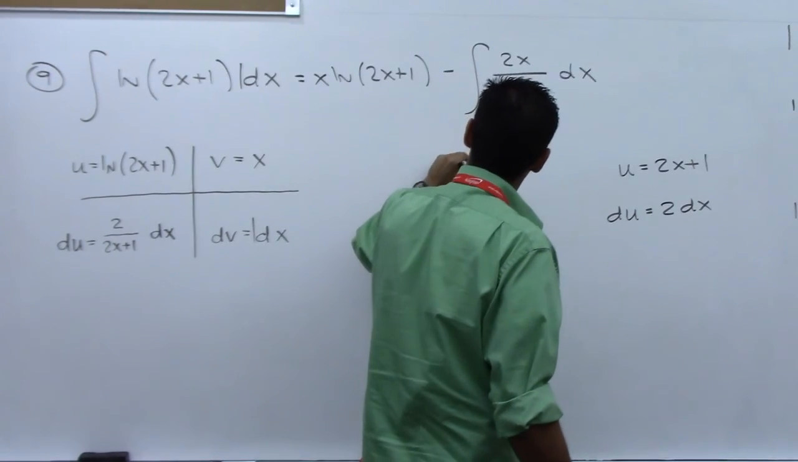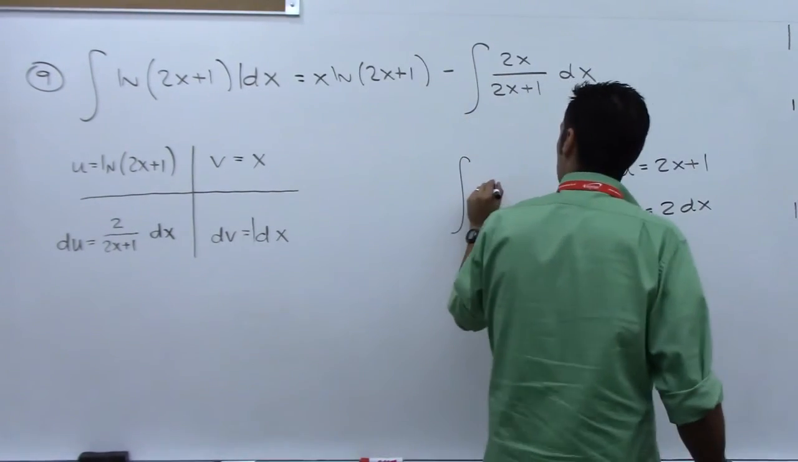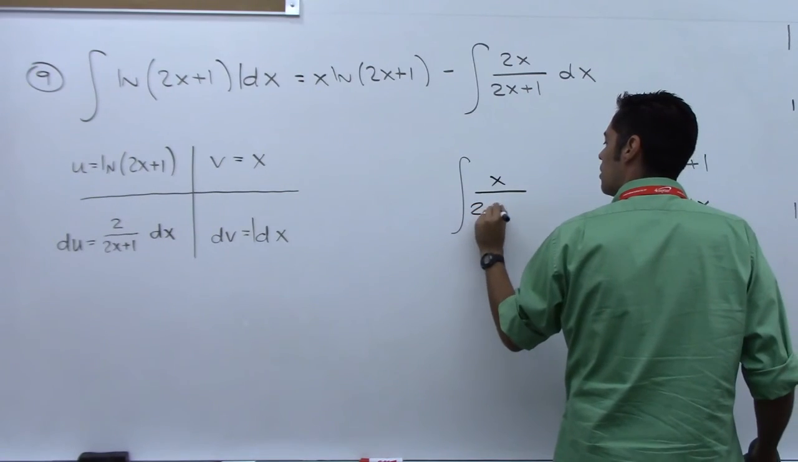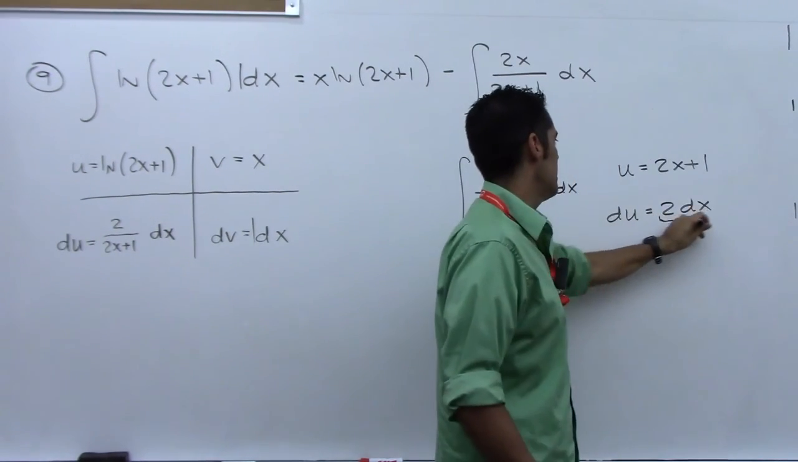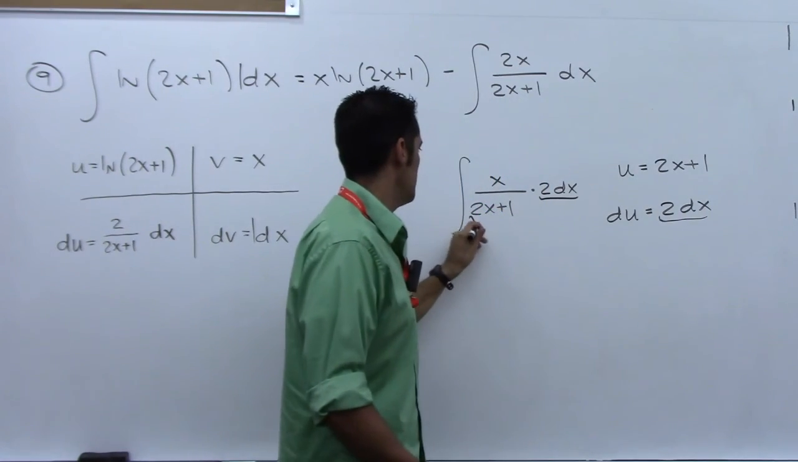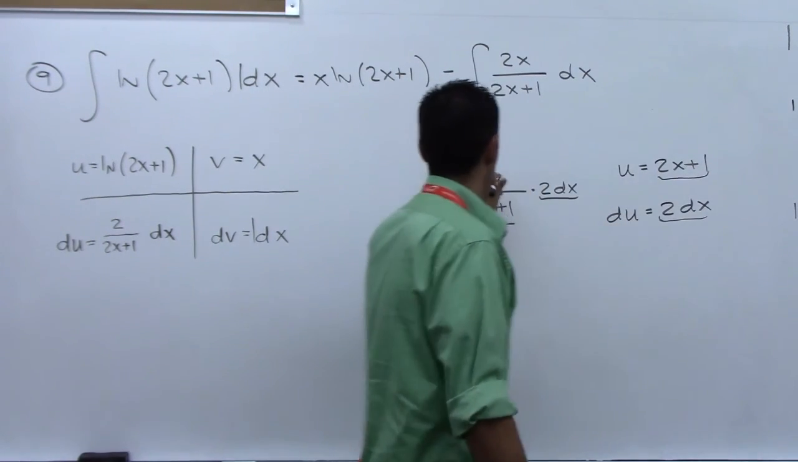So let me rewrite this integral this way: x over 2x plus 1 times 2 dx. So I have a 2 dx right there, and I have the 2x plus 1 right here. But I need to replace the x.